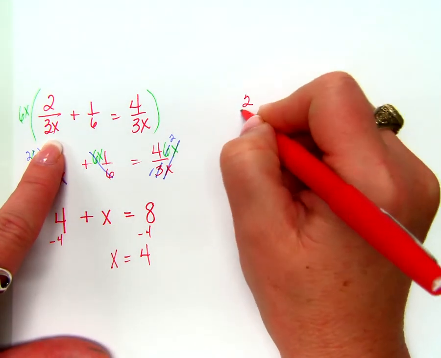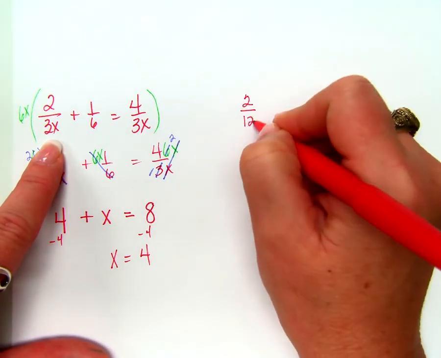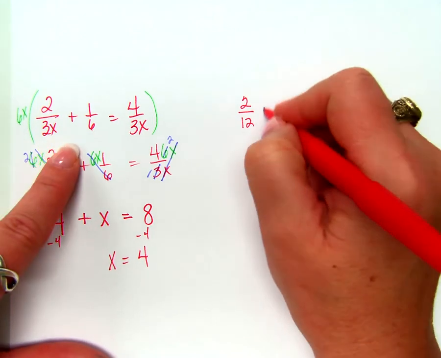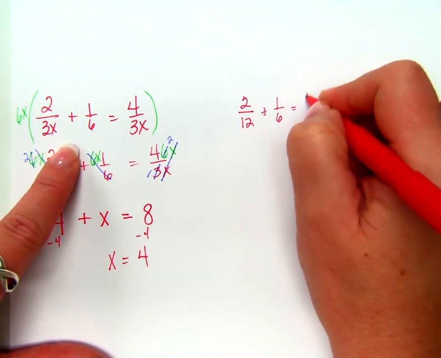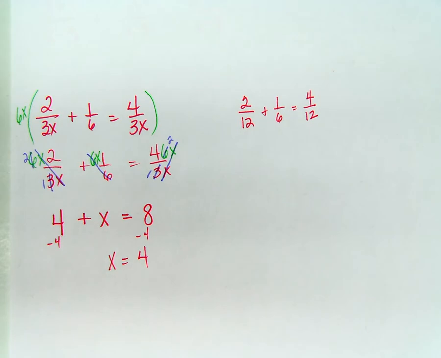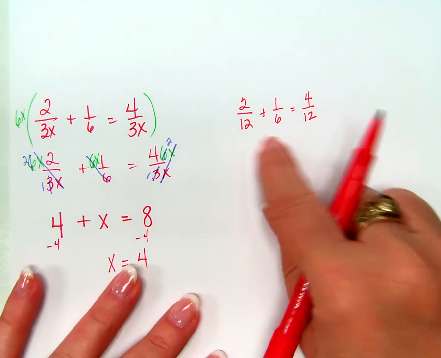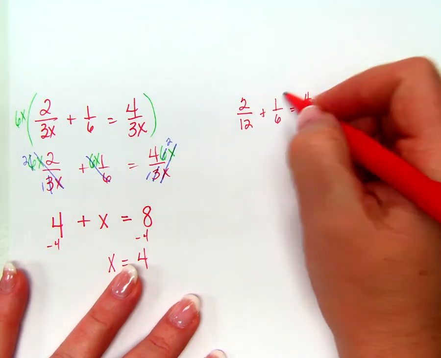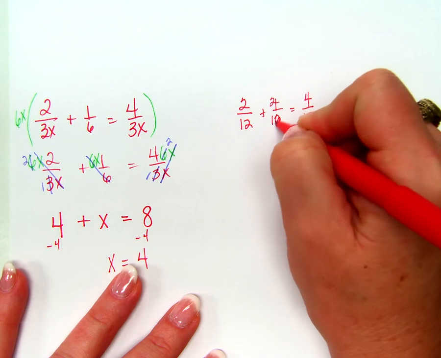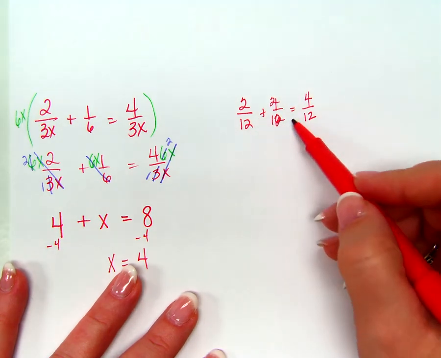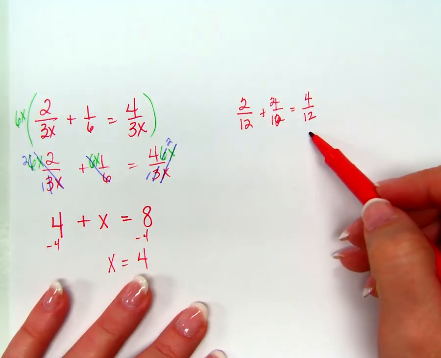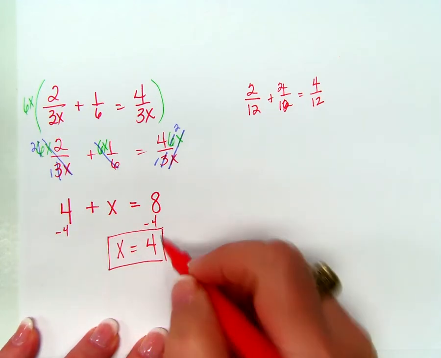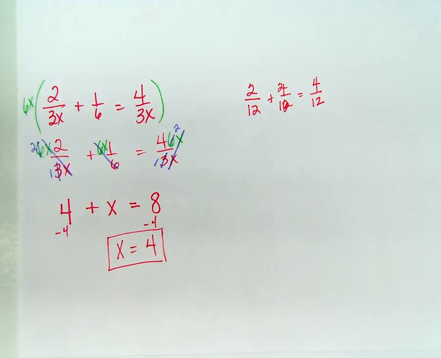So 2 over 12, right? Plus 1 over 6 equals 4 over 12. Well, in order to figure this out, I need a common denominator, don't I? Wouldn't 12 be a good one? So 1 over 6 becomes what? 2 over 12. So 2 over 12 plus 2 over 12 equals 4 over 12. That's right. So is this. Any questions so far? Okay.